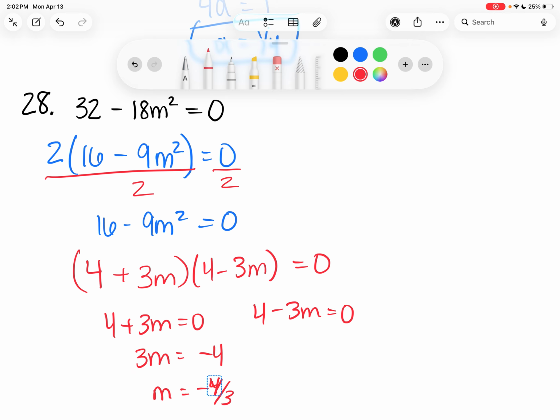That'll be just the opposite. That'll be m equals 4/3, just positive.